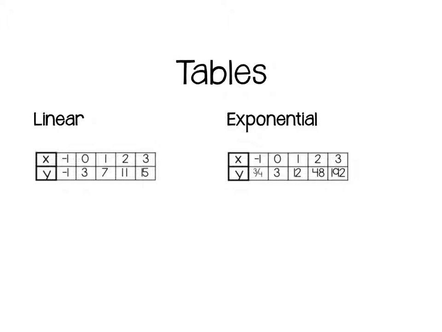Next, we're going to talk about tables. In a linear function, the rate of change is the same throughout. It's a common difference, which means that there's a common difference between each y.